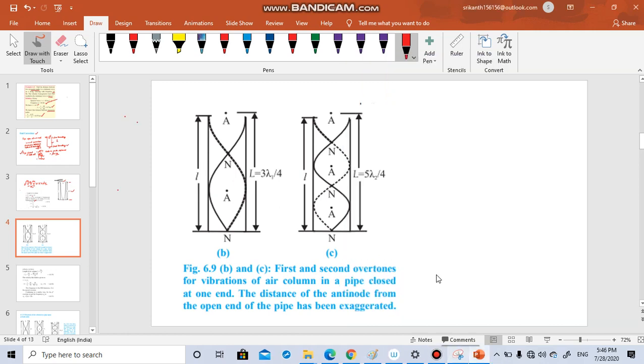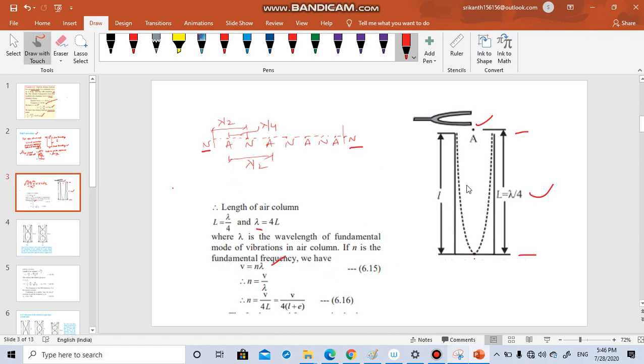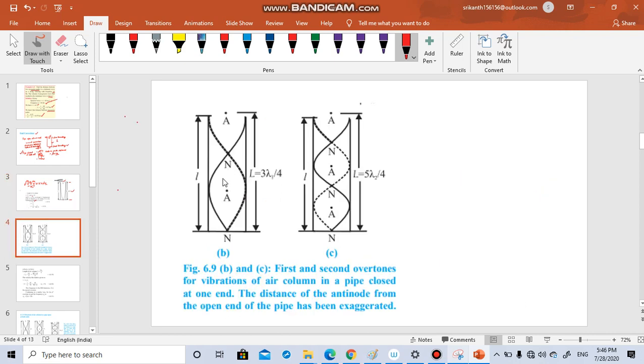Now let us see the higher modes. See, in the initial case we have seen this case. This is the natural mode. Then these can be the higher modes. It can vibrate like this also. It can vibrate like this also. This is also possible. So these are called first and second overtones. See, anything above the fundamental frequency is called an overtone. Okay. So this is called the first overtone. Figure B is called the first overtone. Figure C is called the second overtone.